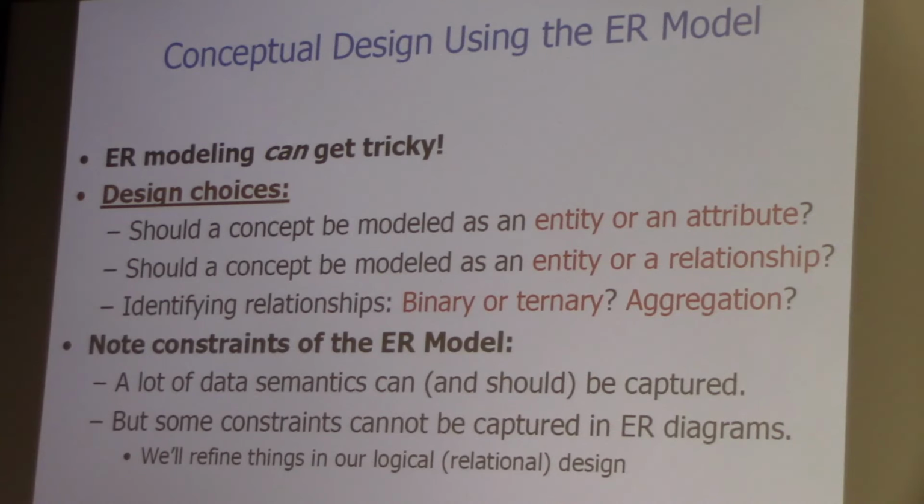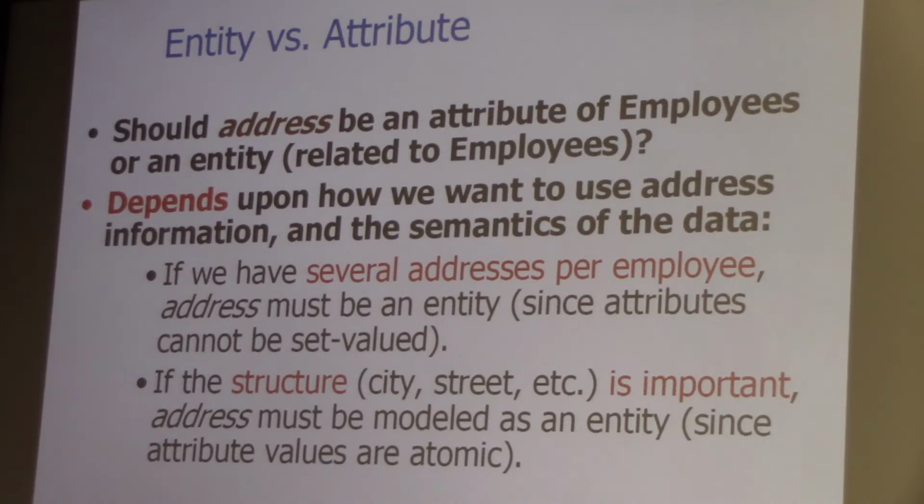Suppose I have an employee entity set. Okay? Employee entity set. And I want to know the address information for a particular employee. Should address be an attribute of the employee entity set, meaning every employee entity will have an address as its attribute, or should I model address as an entity set by itself?